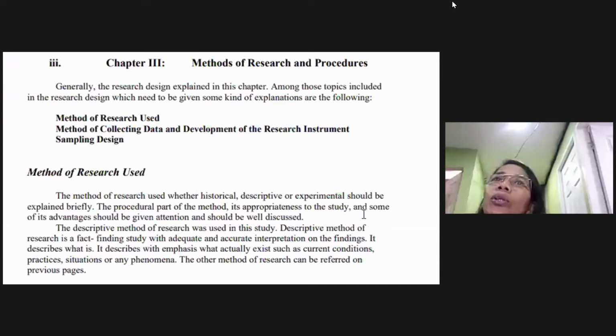So the descriptive method of research was used in the study. Descriptive method of research is a fact-finding study, interpretation of the findings. So it describes what is. It describes with emphasis what actually exists, such as current conditions, practices, situations, or any phenomena. So the other method of research can be referred on, no, so sa nauna nating mga discussions.